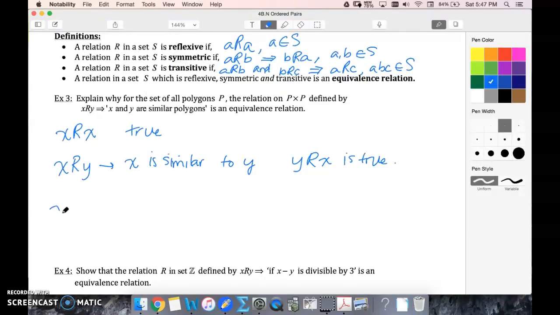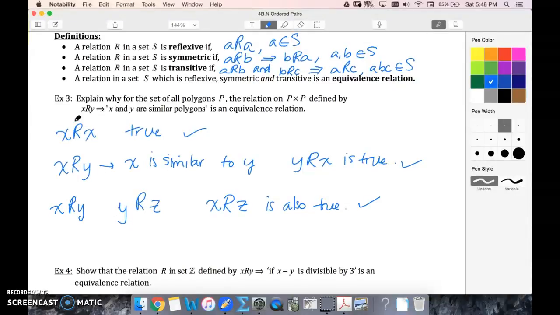And now, if polygon x is similar to polygon y, and polygon y is similar to polygon z, well then, of course, polygon x is going to be similar to polygon z. So we've got reflexive, symmetric, and transitive. So this is an equivalence relation. To test equivalence relations, you have to show that all three of these things are true.